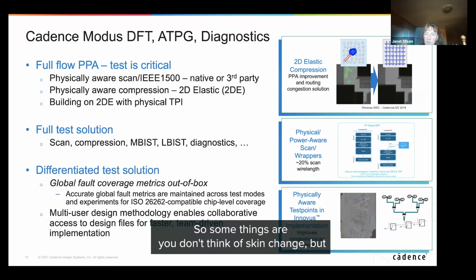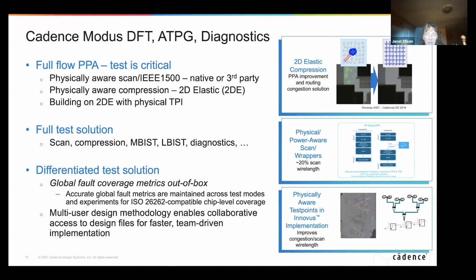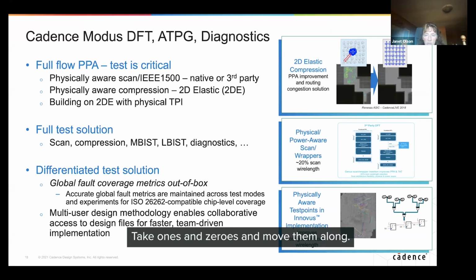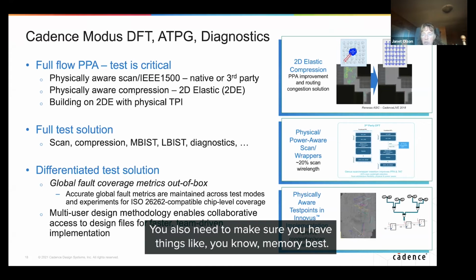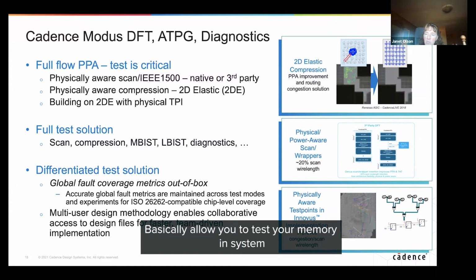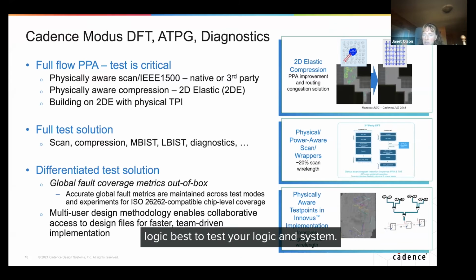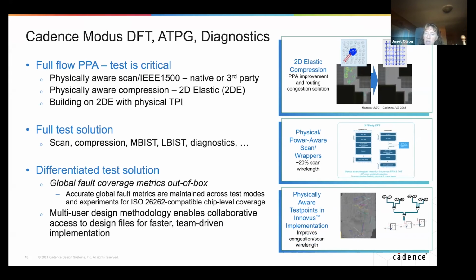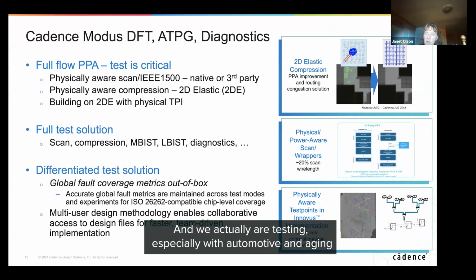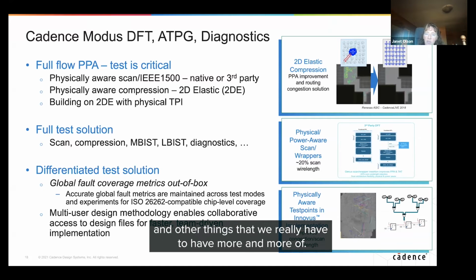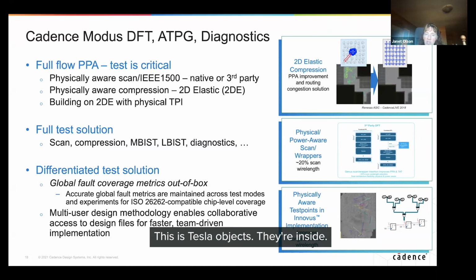Some things you think of are scan chains, where you have to make sure all of the registers are correct, and they can take ones and zeros and move them along. You also need things like memory BIST, which allows you to test your memory in the system, and logic BIST, which allows you to test your logic in the system. And we are seeing, especially with automotive and aging and other things, that we really have to have more and more of these test logics inside.